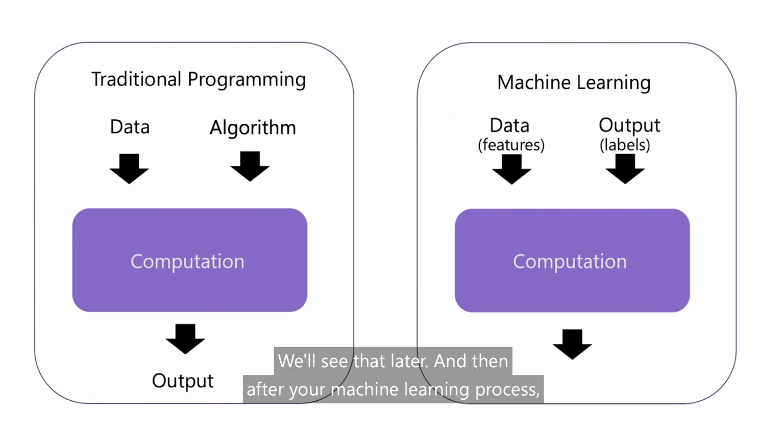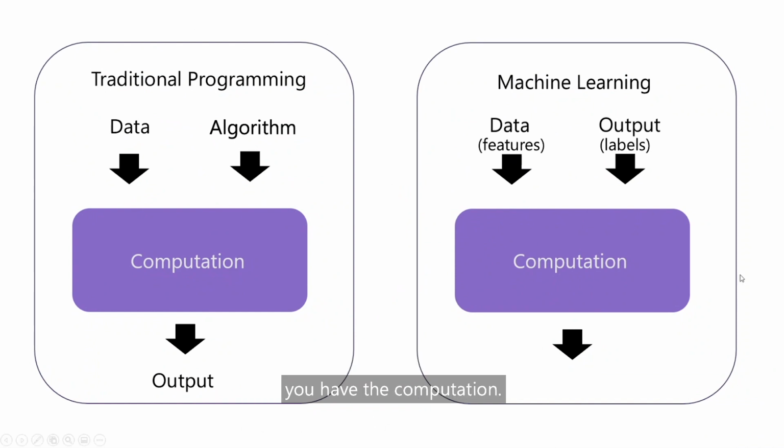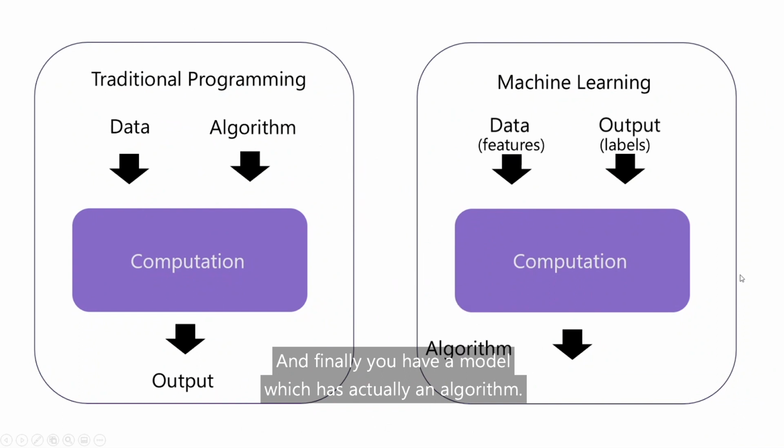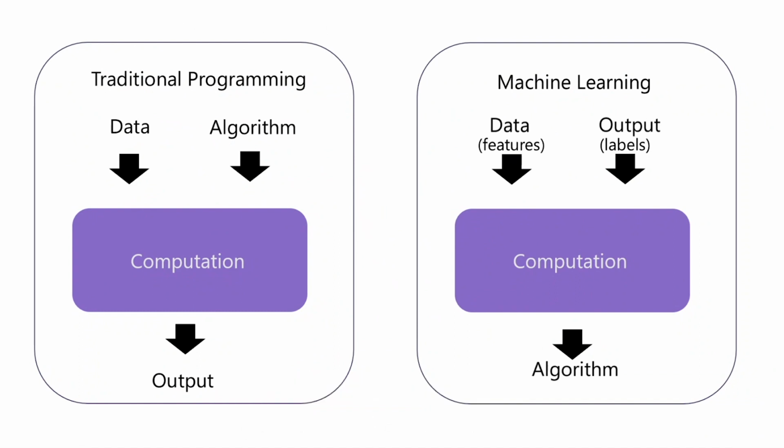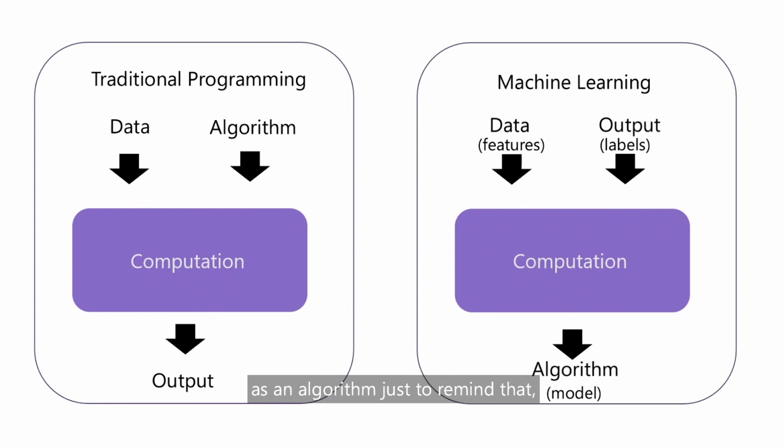We'll see that later. And then after your machine learning process, you have the computation. And finally, you have a model, which is actually an algorithm. So that's the machine learning procedure. And yeah, that's it. Model as an algorithm.